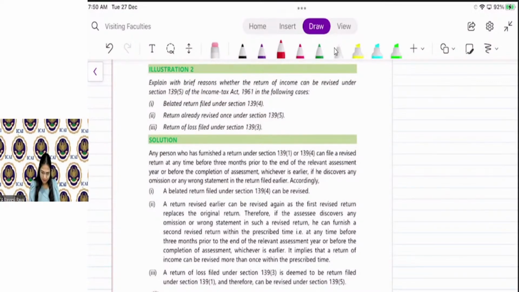Return of loss filed under section 139 subsection 3. Yes, also. Return of loss is deemed to be filed under section 139(1). So you can revise the return of loss also.